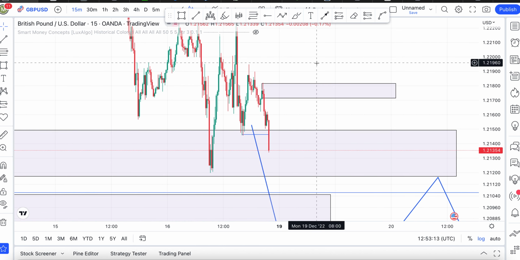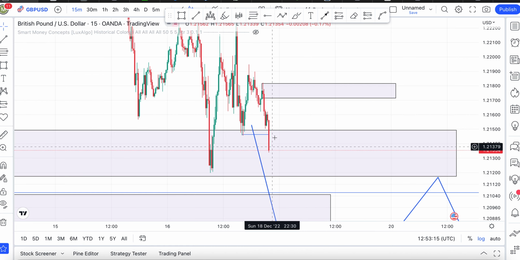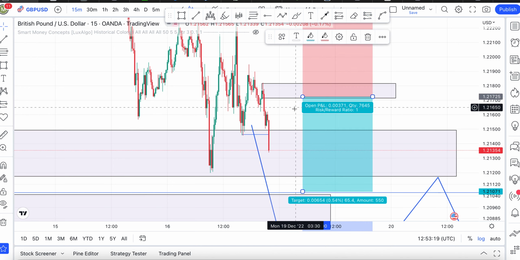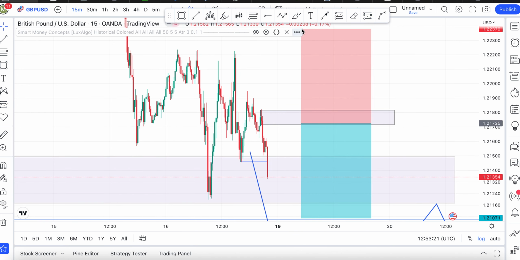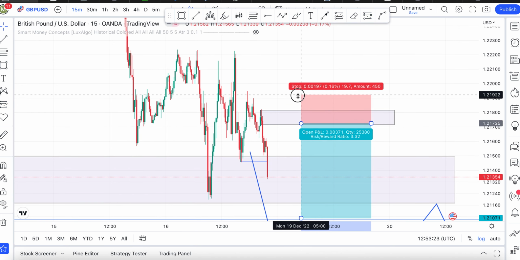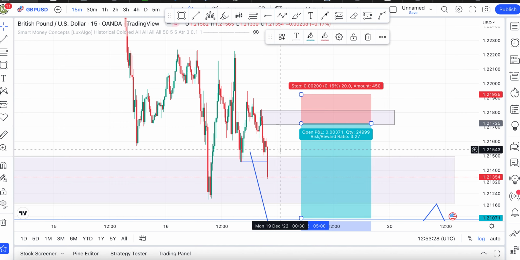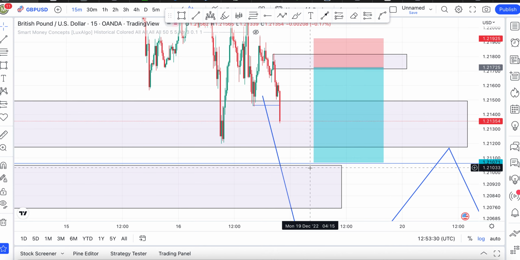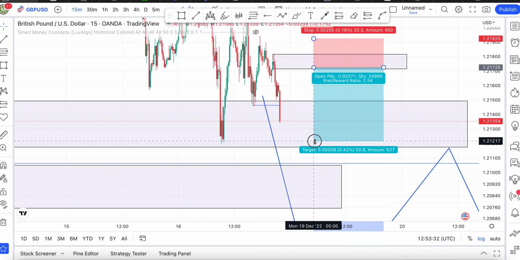But if I were to take this trade and price happens to start pulling back, I'll have an area like this where I'll target to sell from, with a tight stop loss. I can leave it at 20 pips, targeting this last low.